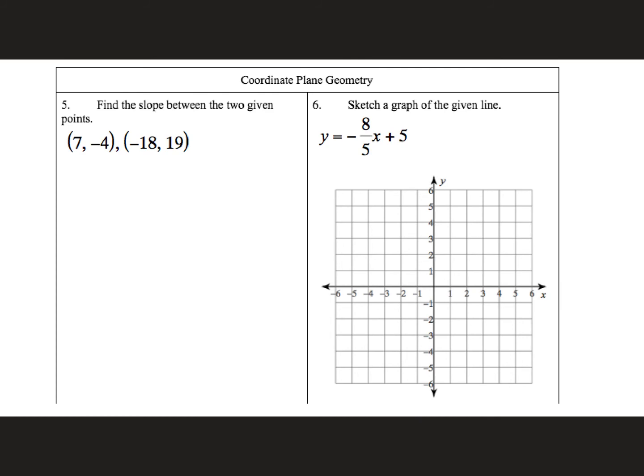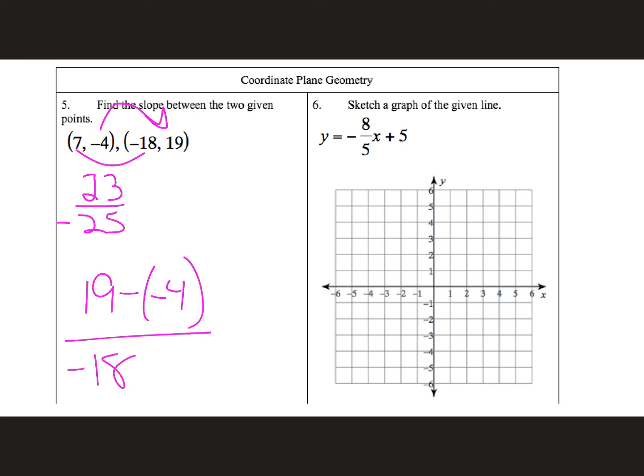And now on here, we want to find the slope. So there are a couple ways to find slope. One would be just to say, okay, that goes up 23, and that goes down 25. So that's my slope. You could also do 19 minus negative 4, negative 18 minus 7. You're going to get the same negative 23 over negative 25. You could flip those points also, and that would be fine.